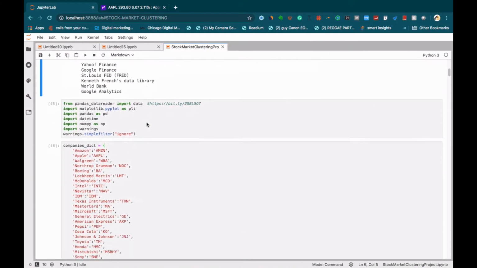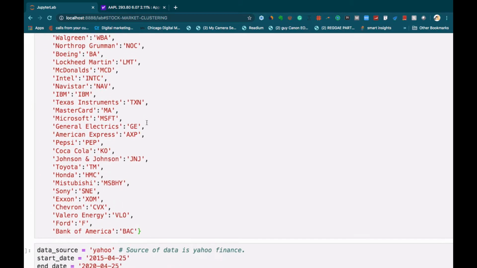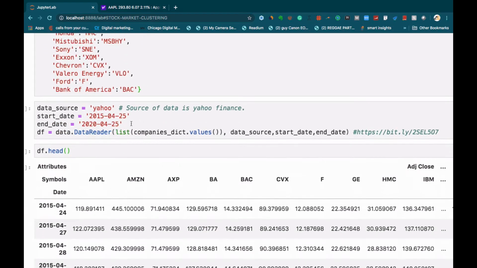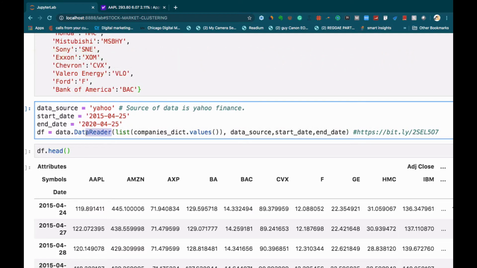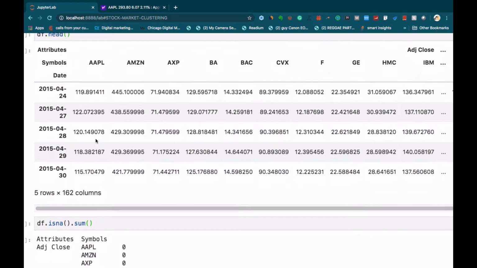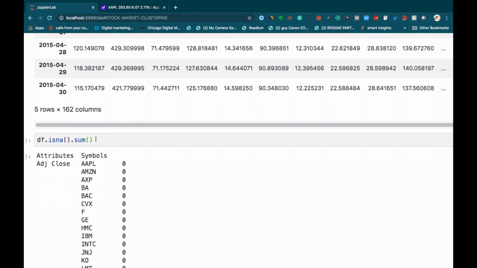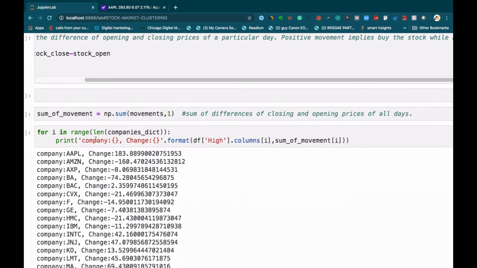We will start by loading the various libraries necessary for this project. Then we will create a dictionary which contains the various companies that we are going to extract data for. We will be extracting data all the way from April 2015 to April 2020. We will be using the data reader to read this data from the Yahoo site. Then we will convert this data into a data frame and then visualize it. We also do some data pre-processing to get our data ready for further analysis.